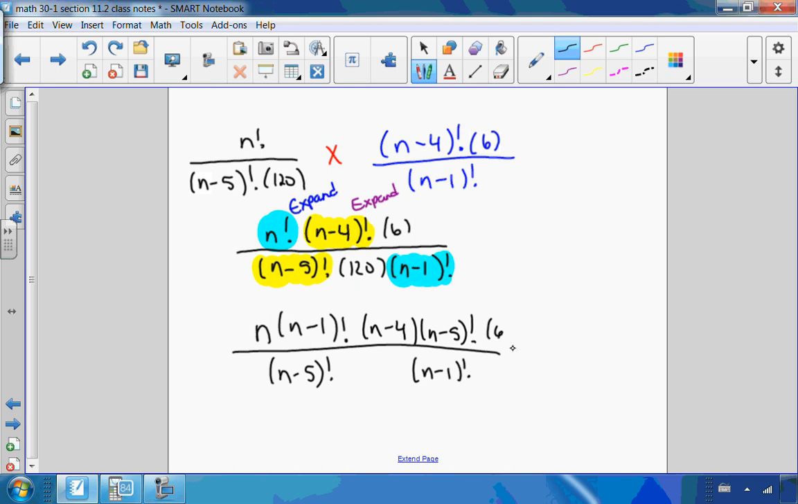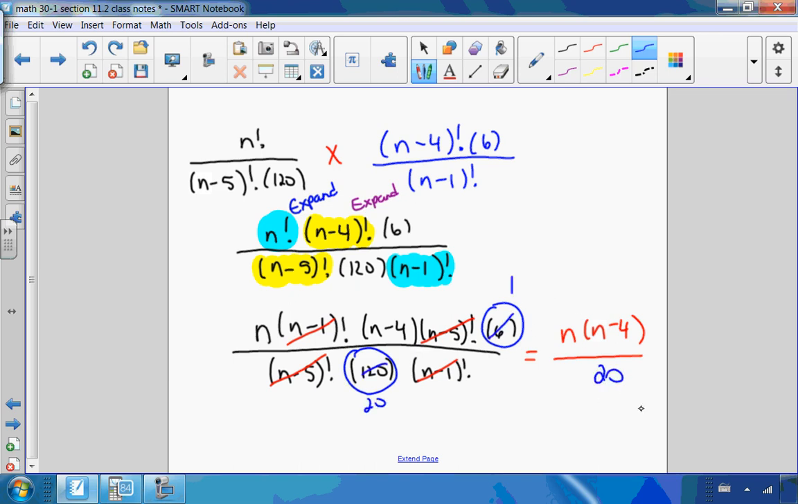And so then I still have my 6 and my 120. So in doing it this way, I think it looks a little simpler. n minus 1 factorial, n minus 1 factorial, minus 5, and minus 5. So all together I would be left with n times n minus 4. And now I can just look at my numbers, 6 and 120. So again, we said it was a common factor of 6, and I would be left with 20 on the bottom. I think that looks a little simpler, but either way is fine. You can see you do end up with the same answer.